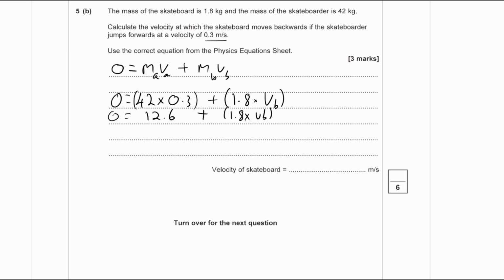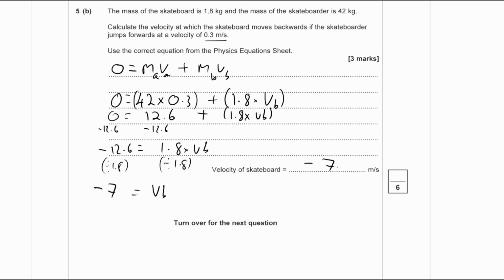And now all I'm going to do is take this onto the opposite side. So I'm going to minus 12.6 from both sides, and I get negative 12.6 is equal to 1.8 times by VB. And if I want to opposite a times, I do divide. So I'm going to divide by 1.8, divide by 1.8 to get VB on its own. And that gives me an answer of -7. Okay, and that is the velocity of the skateboard. Right, so my answer is going to be -7 meters per second.